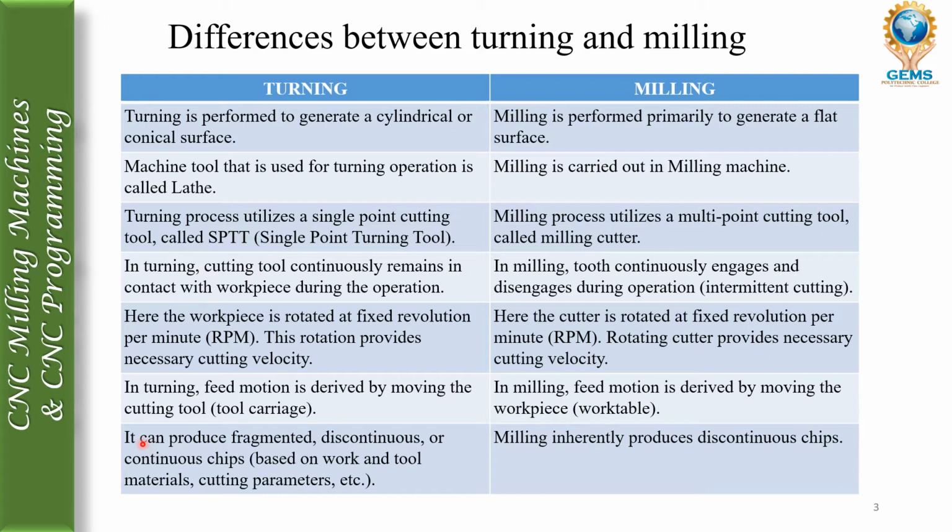In turning operation, it can produce fragmented, discontinuous or continuous chips, based on the work and tool materials and based on the cutting parameters. In milling, it inherently produces discontinuous chips because we do not have a single point cutting tool, we have a multi-point cutting tool. So automatically it produces discontinuous chips.